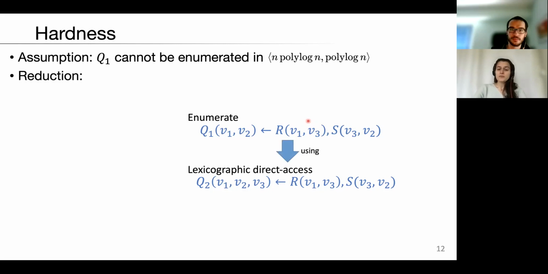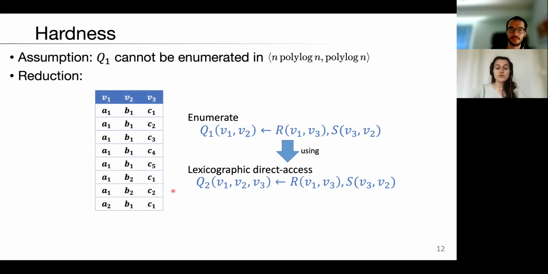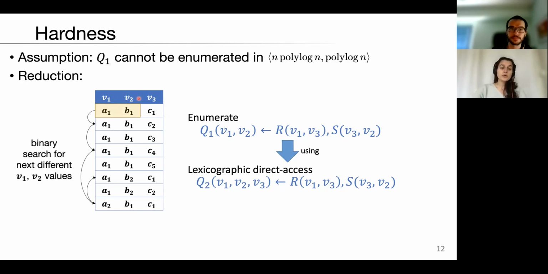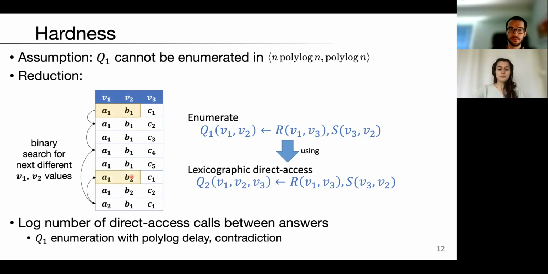And now we have a reduction that tells us if we assume that we have efficient lexicographic direct access to Q2, then we can enumerate Q1 efficiently, which is a contradiction. Now, these are the answers to Q2, sorted the way we want. How do we use it to enumerate the answers to Q1? Well, we first access the first answer, and we only print the values of V1, V2. Then we use binary search to reach exactly the next answer that has different V1, V2 values, and we print that. And we continue this way. So we have a logarithmic number of direct access calls between every two answers, which means that we answer Q1 with a very efficient delay, which is a contradiction.